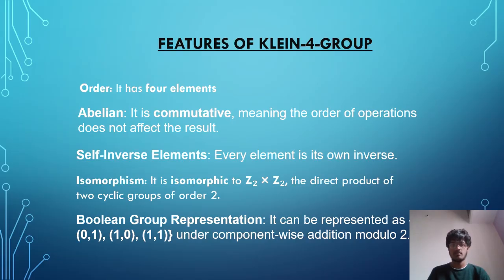Next one is isomorphism. Here one example is that it is isomorphic to Z2 cross Z2, the direct product of two cyclic groups of order 2. This is nothing but the isomorphism. Next one is Boolean group representation. It can be represented as 0,0, 0,1, 1,0, and 1,1 under the component-wise addition modulo 2. These are the features it should follow when it is a Klein 4 group, or else it will not be a Klein 4 group.